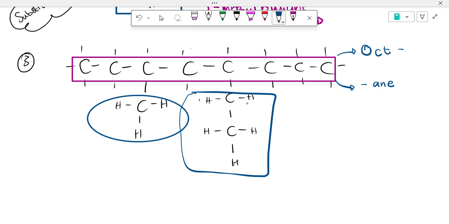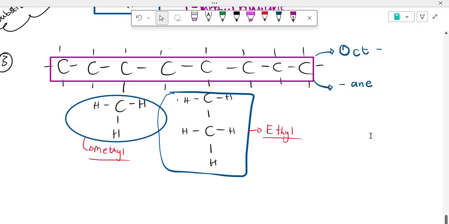Right. So what do you notice about substituent number 2? What type of substituent is this one? Yes, it's a methyl. And then which one is this one? Notice the number of carbons. Yes, ethyl. Okay, so we have a methyl and an ethyl substituent.